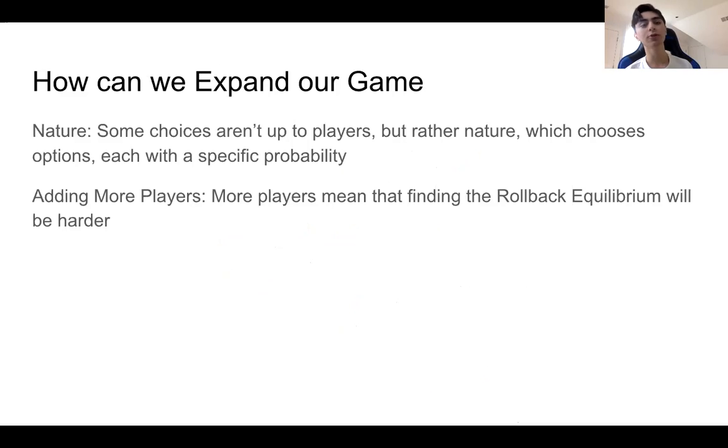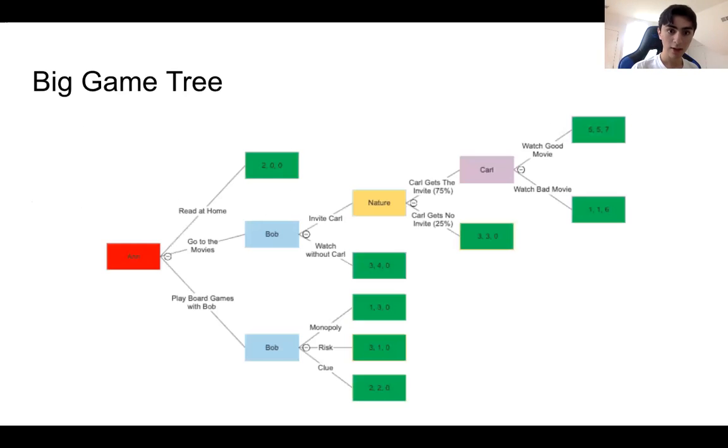So first of all, we can include nature. Sometimes choices aren't up to players, but sometimes nature, which is just a fancy way of saying probability, right? Sometimes you do not control what will happen. You can't control the weather, and the weather isn't really a player. That's up to chance. Another way we can do it is by adding more players. That just means that more players are going to want their outcomes chosen. It sounds more complicated, but it doesn't actually make things that much more difficult. So here's a huge game tree I made at some point.